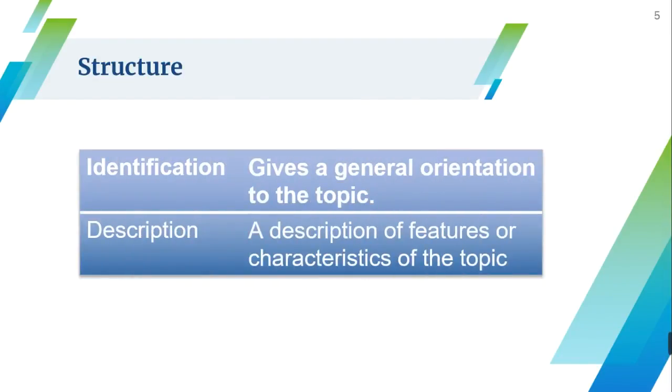And then the next is the structure of description. Here is the structure of description. Description will contain first identification and second the description itself. Identification gives a general orientation to the topic, while description contains features or characteristics of the topic. So it has a simple structure, started by identification in the first sentences of the text, and then followed by the features to describe the object.